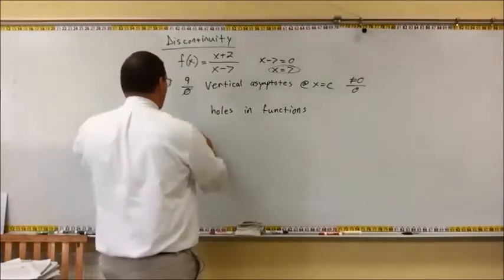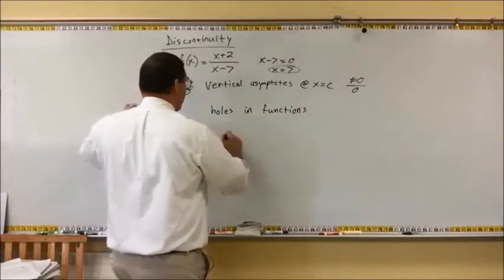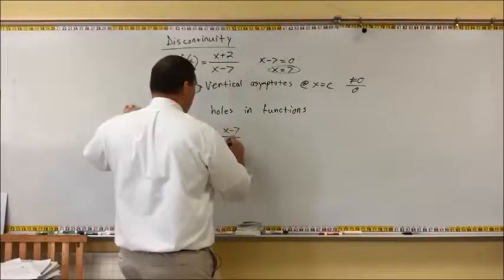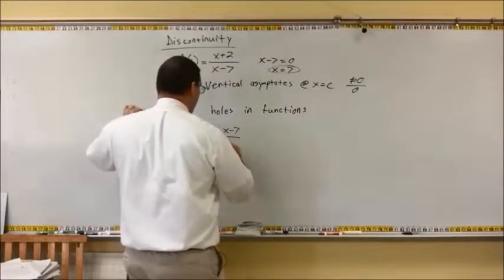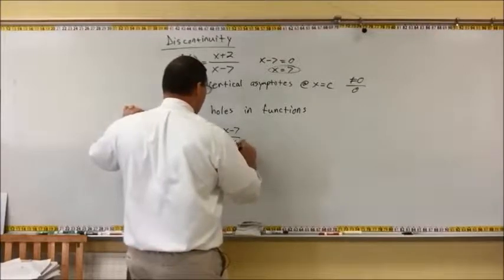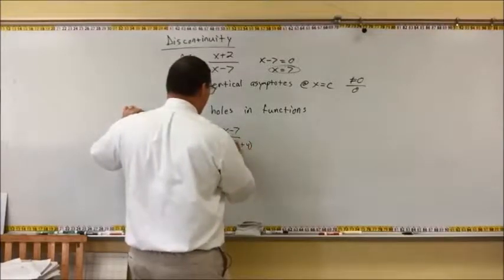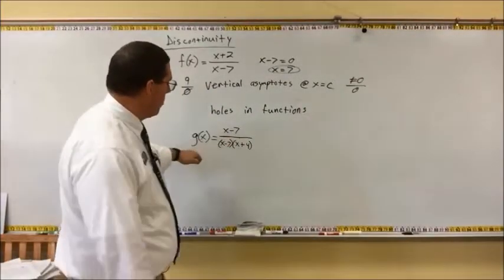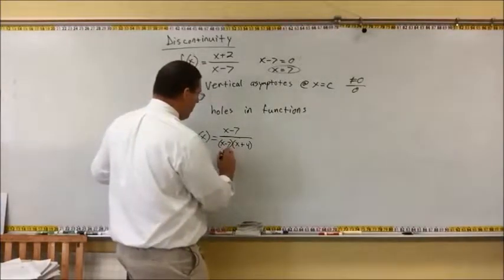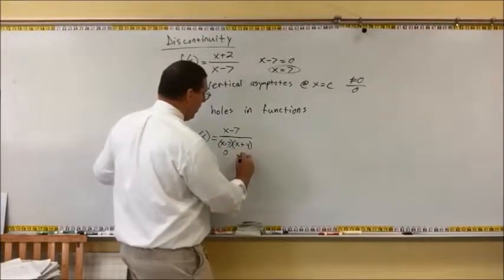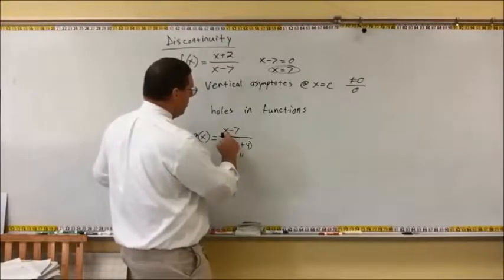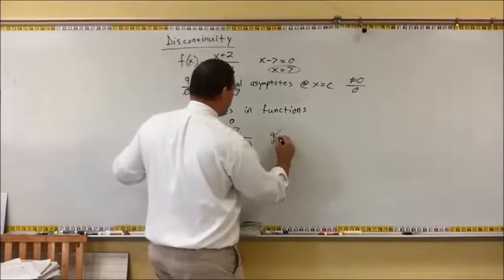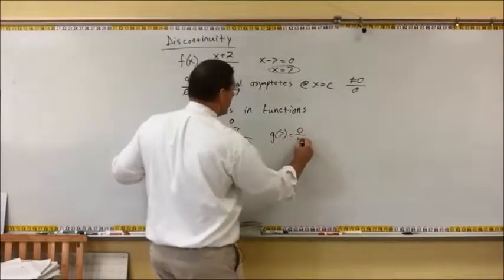On the other hand, let's say that we had some other function, and let's say that it was x minus 7 over x minus 7 times x plus 4. All right? Now, in this particular case, if I were to plug a 7 in for x, 7 minus 7 is 0, 7 plus 4 is 11, so I'd have 0 times 11 in the denominator, and in the numerator, 7 minus 7 is 0. So g of 7 would be 0 over 0.